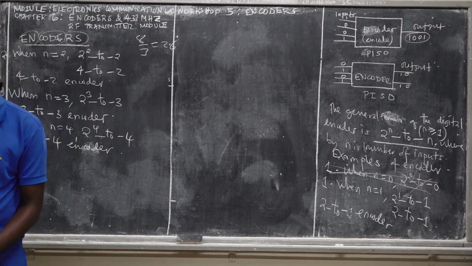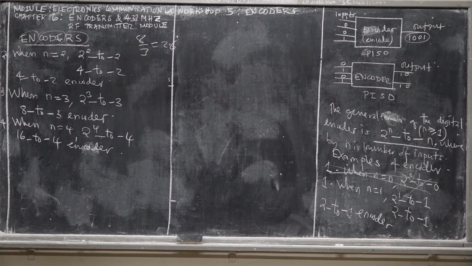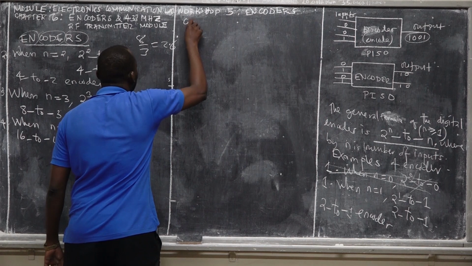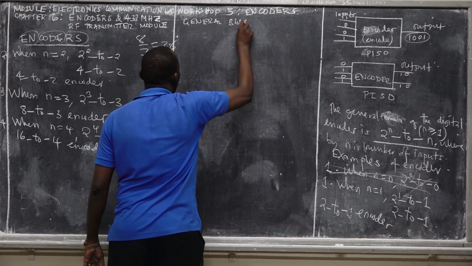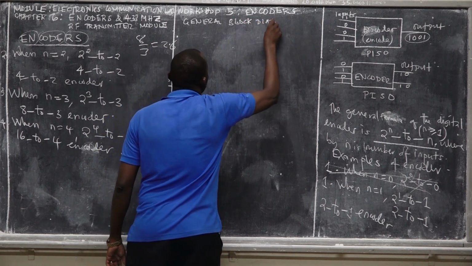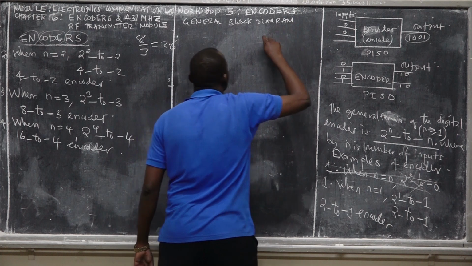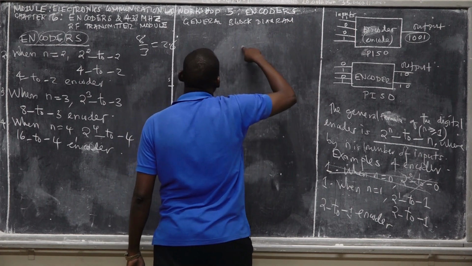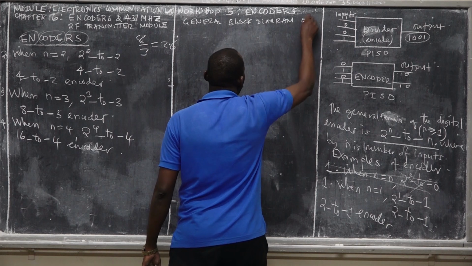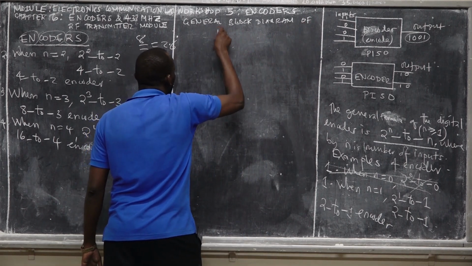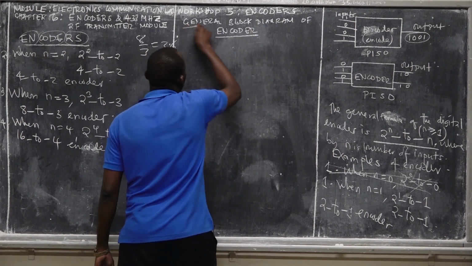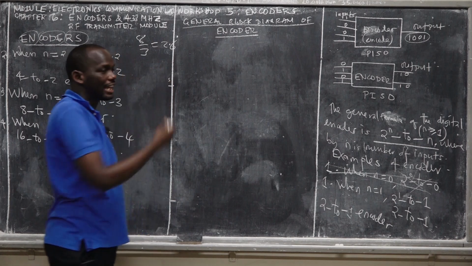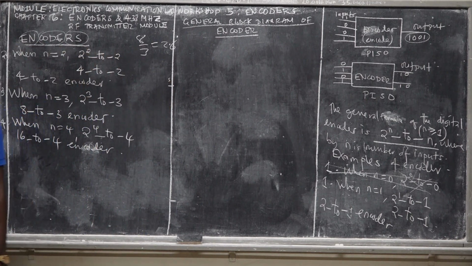So the next concept which you need practically is the general block diagram. What is the general block diagram of encoders? It means how the electronics components, or digital electronics components, which are used to design encoders are arranged. This is the general block diagram of an encoder, and it applies to all encoders. Soon we are going to narrow into the particular encoder, but for the time being, let us be general.